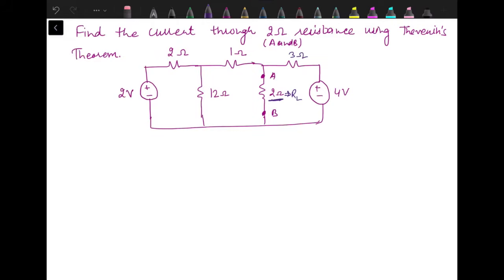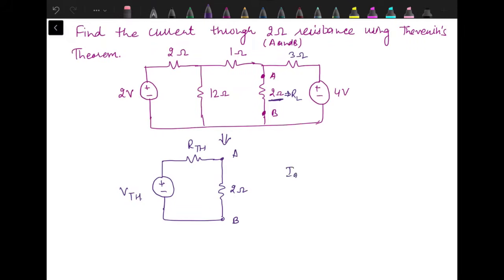Now what we need to do? We need to replace this circuit by its Thevenin equivalent, VTH in series with RTH. Then we will have terminals AB where we will connect the 2 ohm resistance and then find the current through this 2 ohm as VTH upon RTH plus 2. So now let's find VTH.